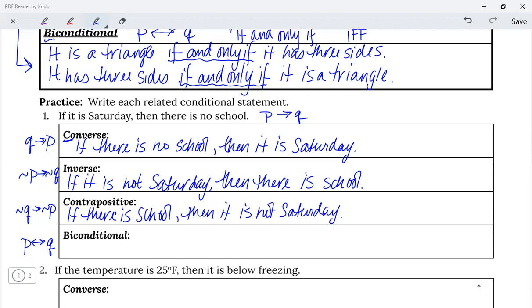All right, and then biconditional, again, take either your original or your converse. Get rid of the if then, throw the if and only if in the middle. So it is Saturday if and only if there is no school.